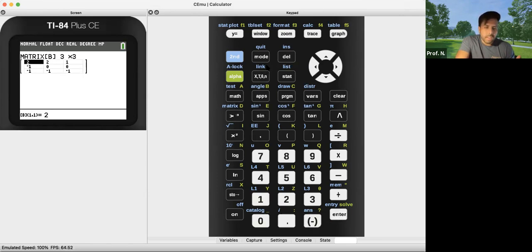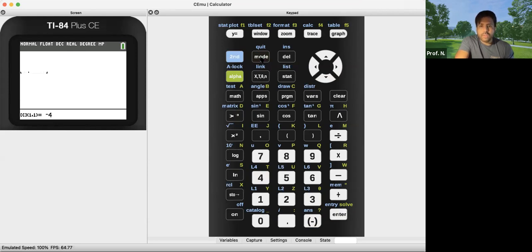I'm going to call it B in my calculator, but in my notes it will be A. And then I'm going to use the C matrix name here for the 3 by 1 matrix. And this will be called -4, 4, 4.